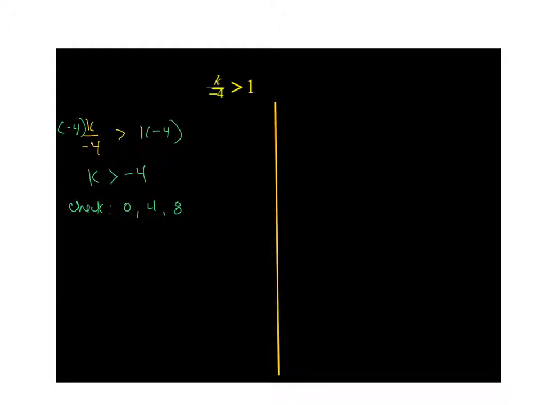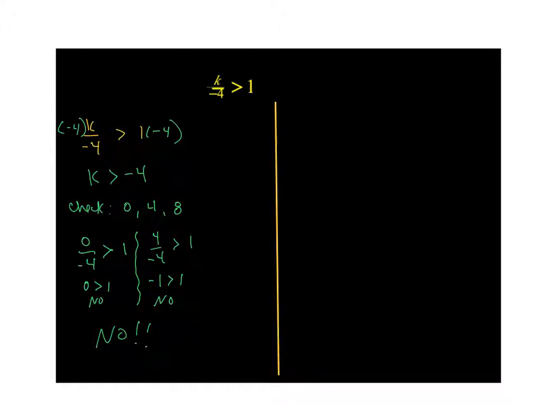So let's see what happens when we check it with a 0. 0 over -4 is greater than 1. 0 is greater than 1. It's not checking. Let's see if I check it this time with a 4. 4 over -4. That should work, right? Except that it doesn't. -1 isn't greater than 1. So again, none of these are checking, and there's a reason why.